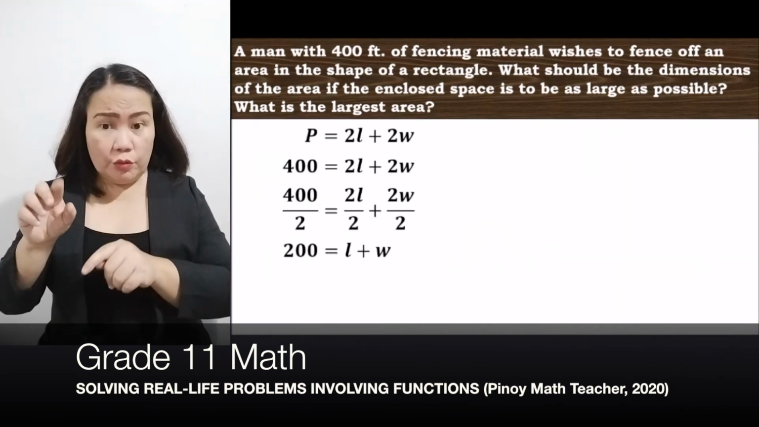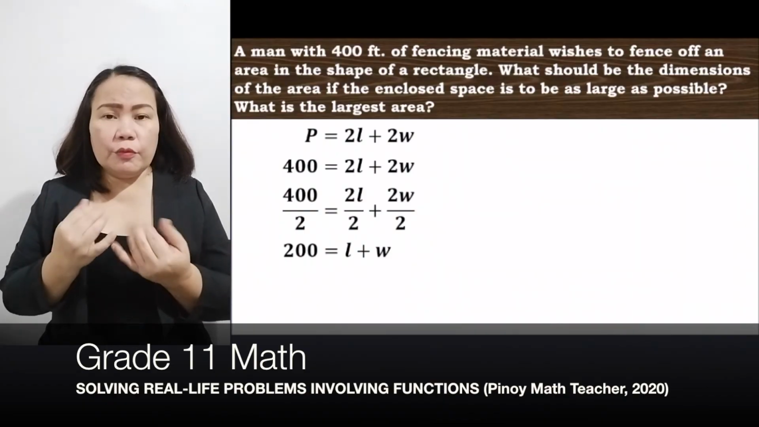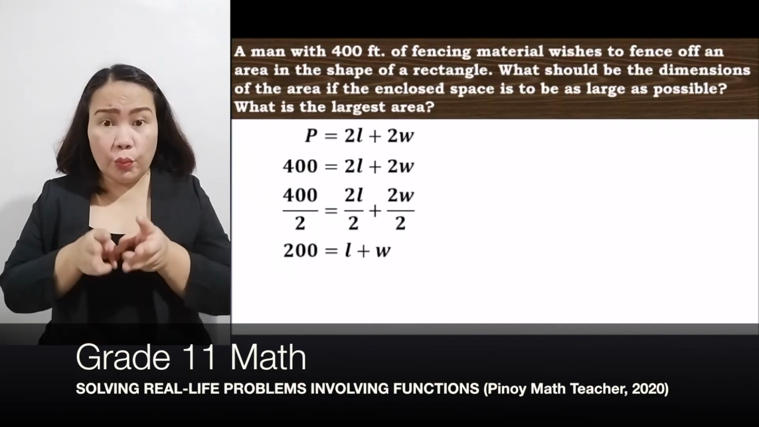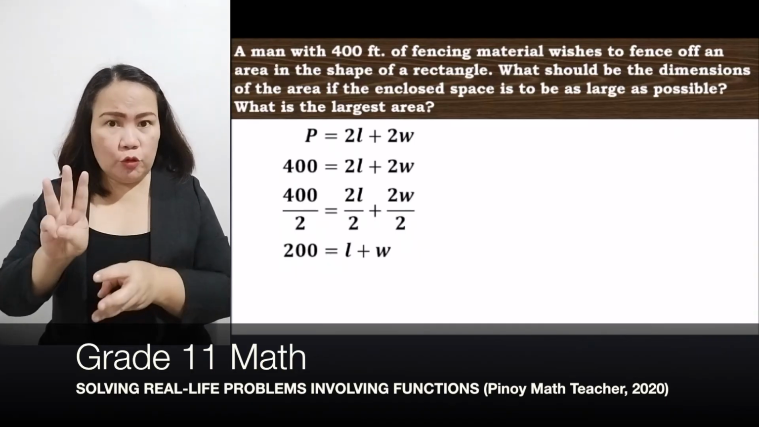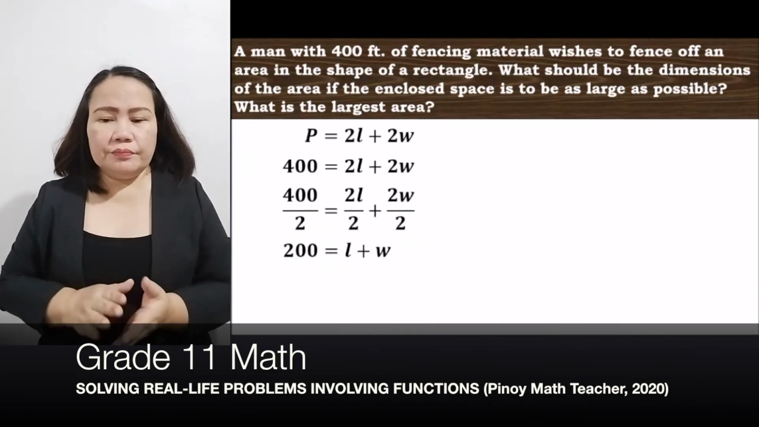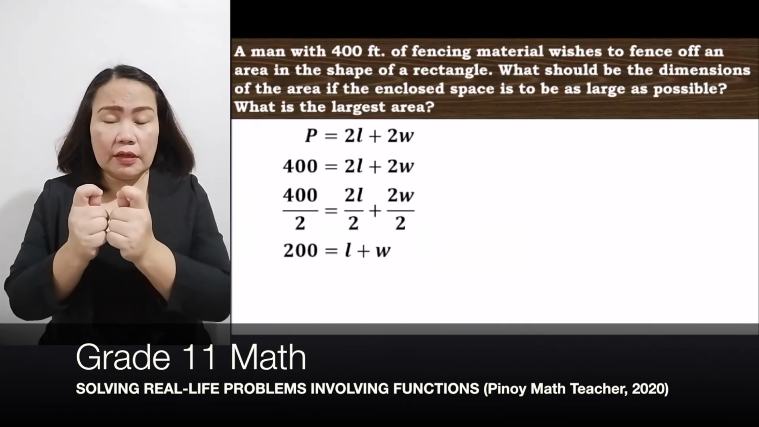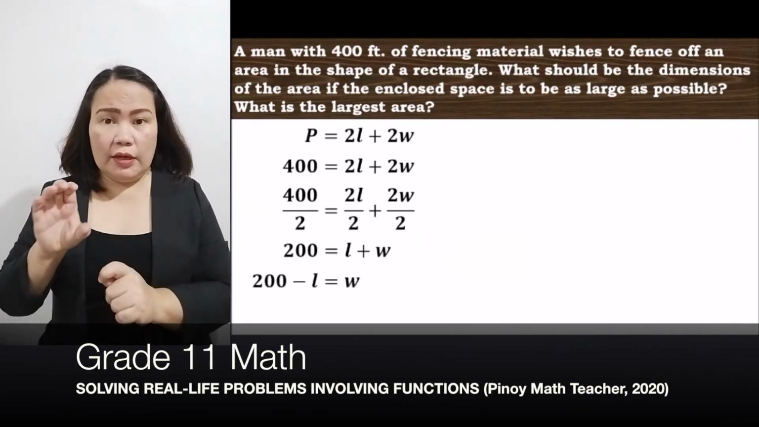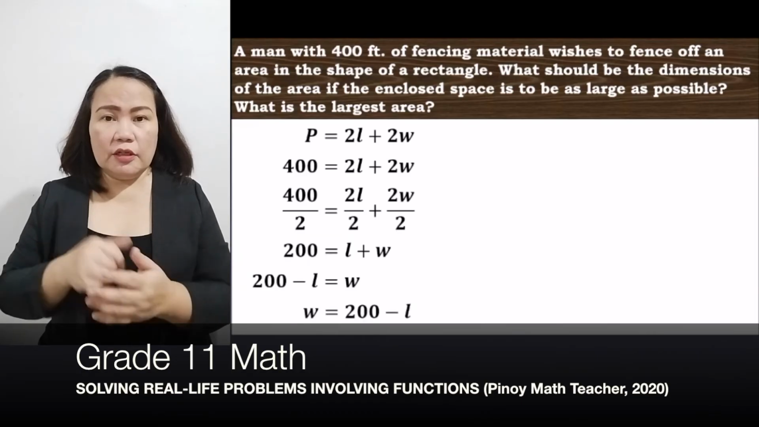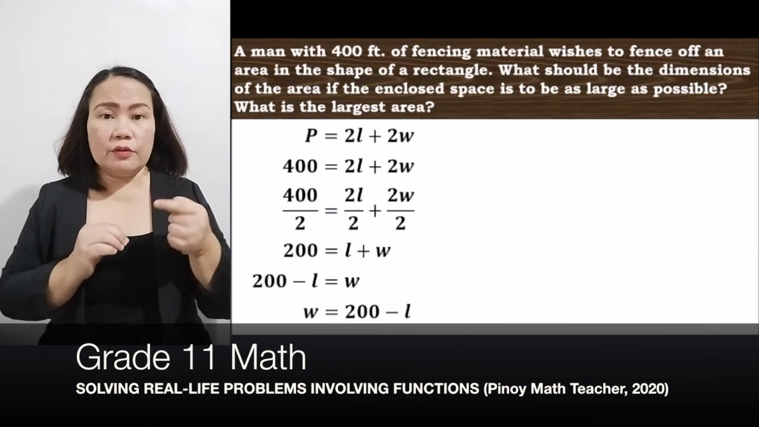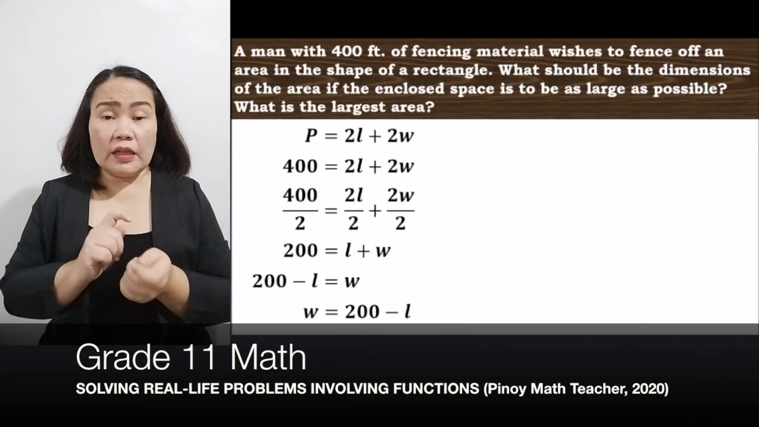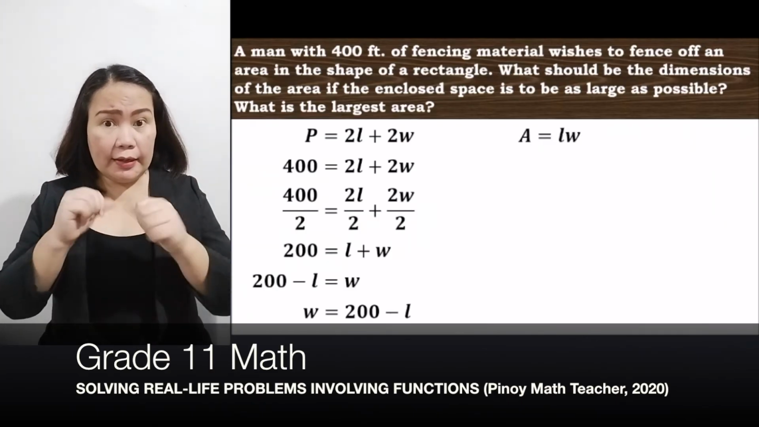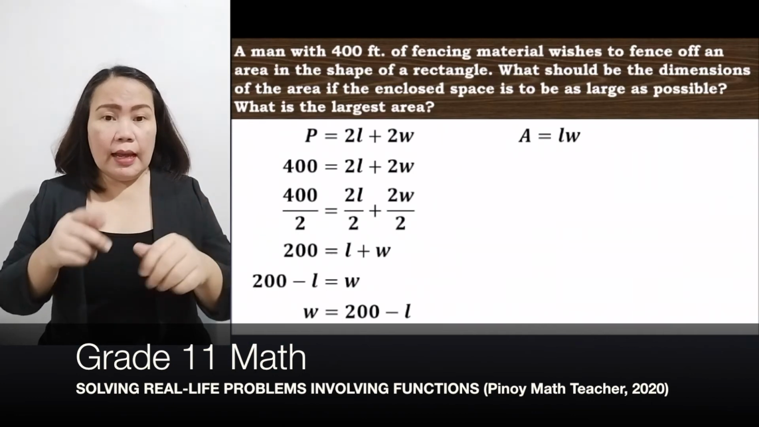Ngayon ay maaari nating i-express or i-solve ang equation na ito gamit ang length or width. Try natin ang width or W. To solve for W, kailangan i-transpose yung L sa kabilang side ng equation. W equals 200 minus L. Substitute natin ito mamaya. Okay, formula para makuha ang area, that is length times width.